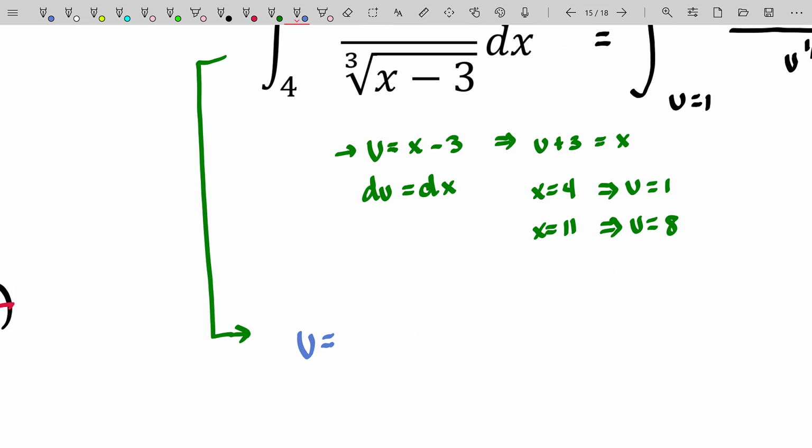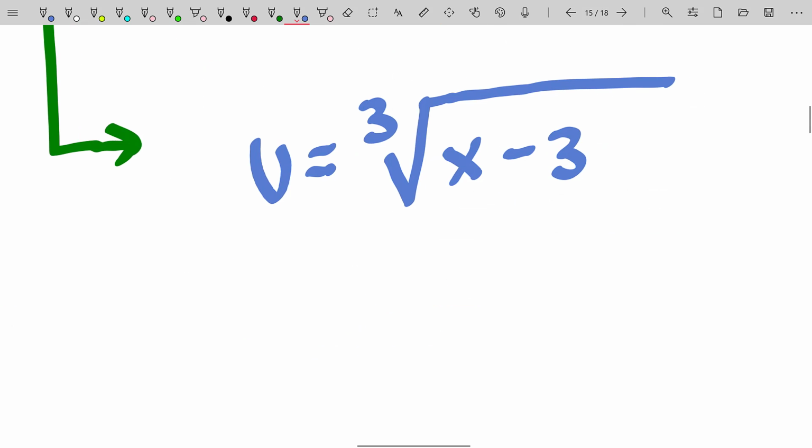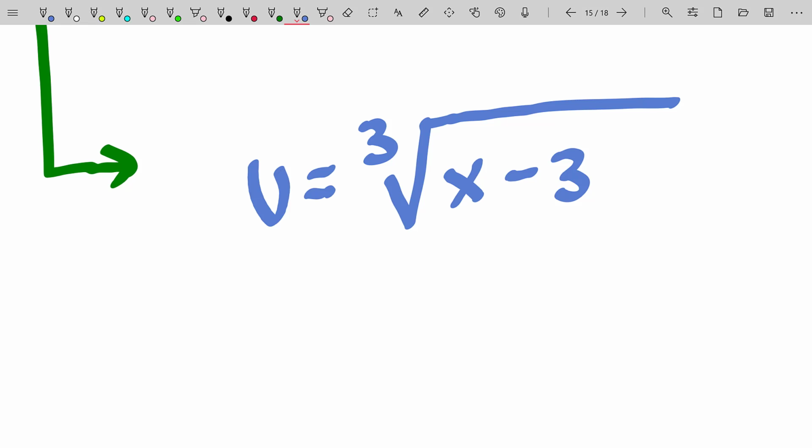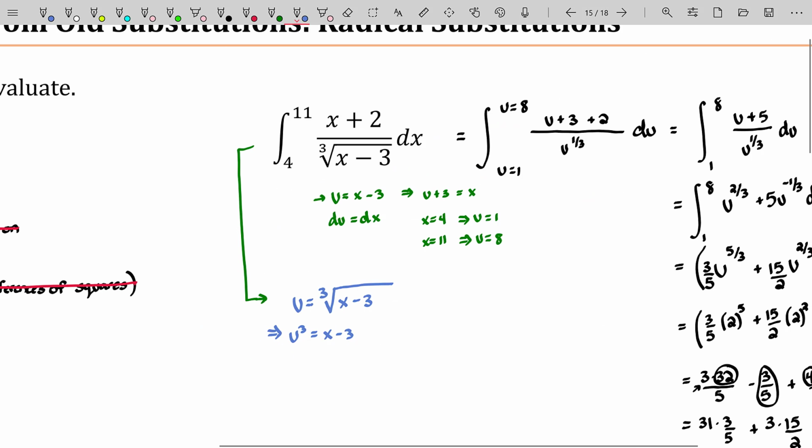So if u is equal to the cube root of x minus 3, then what you can do is a little bit of algebra before you start into your calculus. Just cube both sides. Now looking back at the integral, we will have replaced this denominator here with u. We still need to replace that x plus 2 in the numerator, so let's figure out what x plus 2 is. I'll just add 3 to both sides of this. Now we know that x plus 2 will be u cubed plus 3 plus 2.